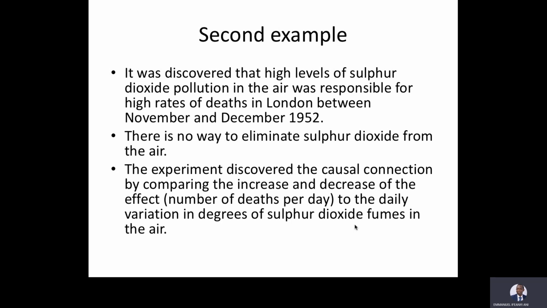Sulfur dioxide is always in the atmosphere. What matters is at what level, degree, or intensity is it in the atmosphere. If it is very high in degree, then it could cause health issues, including deaths. And so when there are certain problems occurring, medical problems, you might need to check to see the level of sulfur dioxide in the air. So that method is what we call concomitant variation.